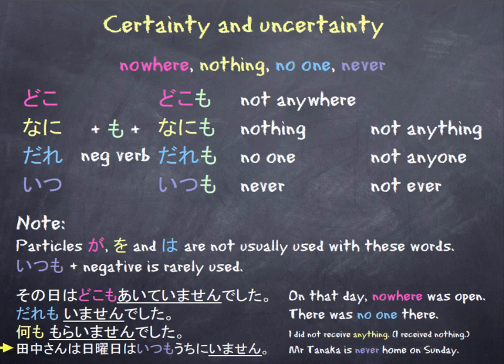In our final example, Mr. Tanaka is never home on Sunday. Tanaka-san wa nichiyoubi wa itsumo uchi ni imasen. Now, as mentioned earlier, itsumo plus a negative verb is rarely used. Instead, typically, the Japanese will use something like a plain verb plus koto ga nai or koto ga arimasen. So here we can also see that our verbs that come directly after our question words are all in the negative tense. Aite imasen, imasen, and moraimasen.